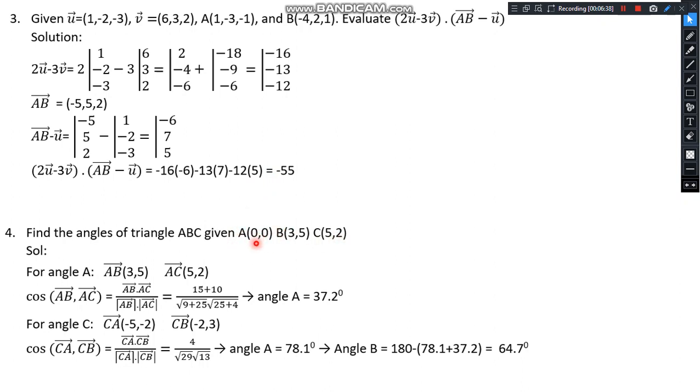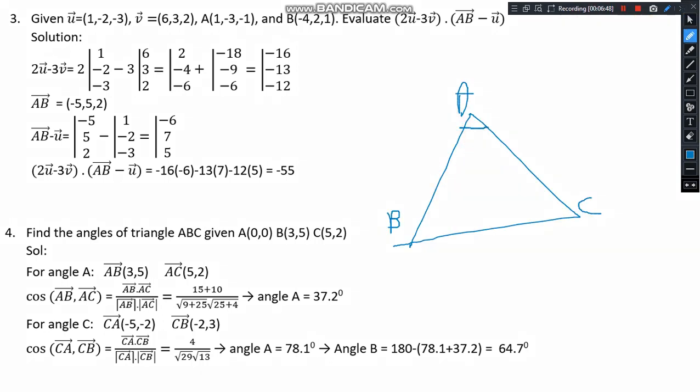Now I have a three-dimensional example. I have A(0,0), B(3,5), C(5,2). Find the angles of the triangle. So this is a triangle. I want to find angle A first of all.